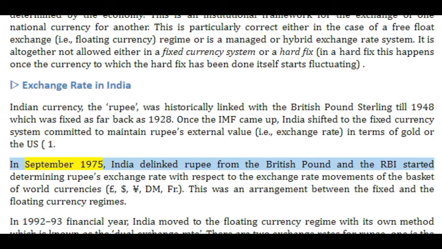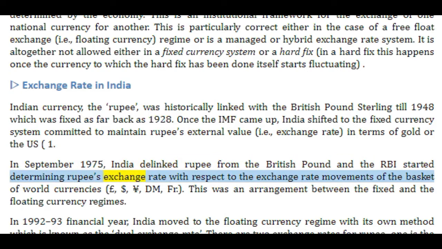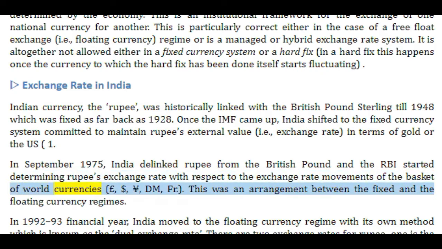In September 1975, India delinked the rupee from the British pound, and the RBI started determining the rupee's exchange rate with respect to the exchange rate movements of a basket of world currencies: pound, dollar, yen, deutsche mark, franc. This was an arrangement between the fixed and the floating currency regimes.